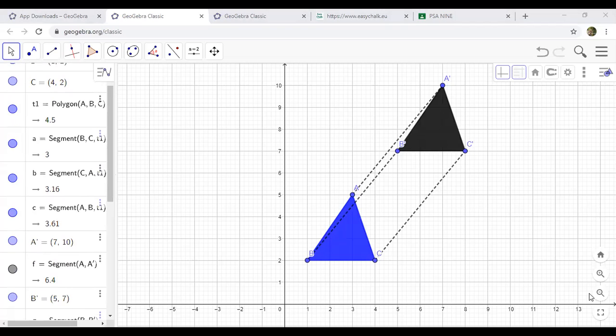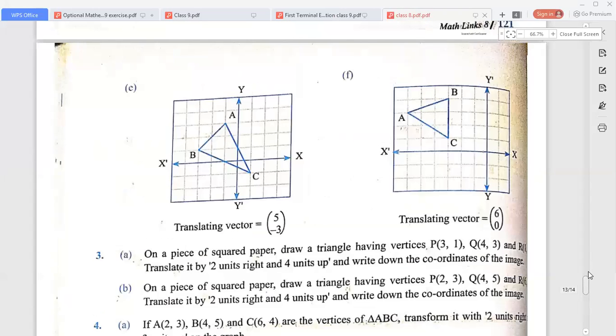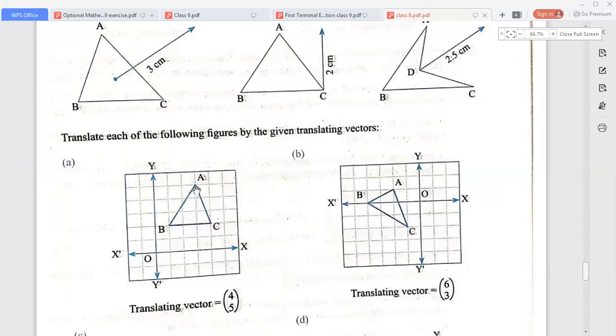Junior, it was question number 2A. Yes, sir. In 2A, our translation vector was (4, 5). The coordinate of A was (3, 5). Let me just write it here on the screen. Just a moment. The coordinate of the point A is (3, 5).